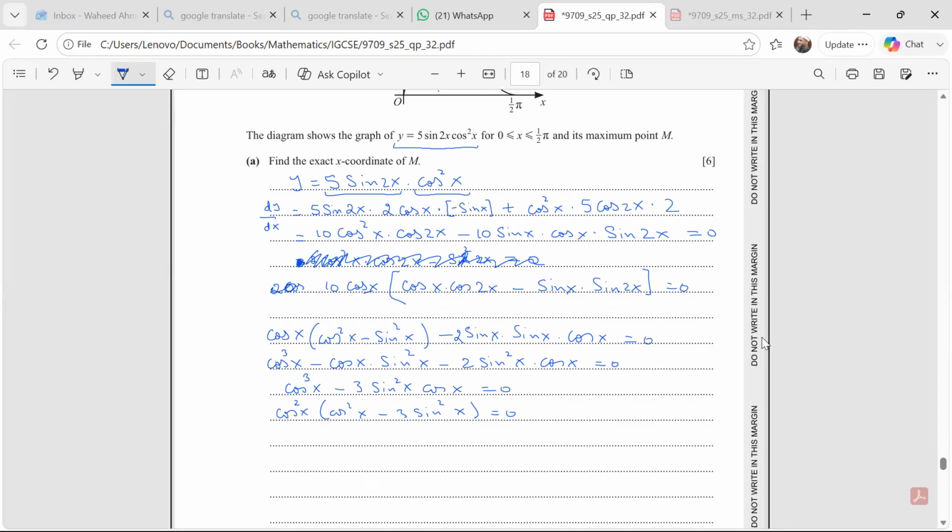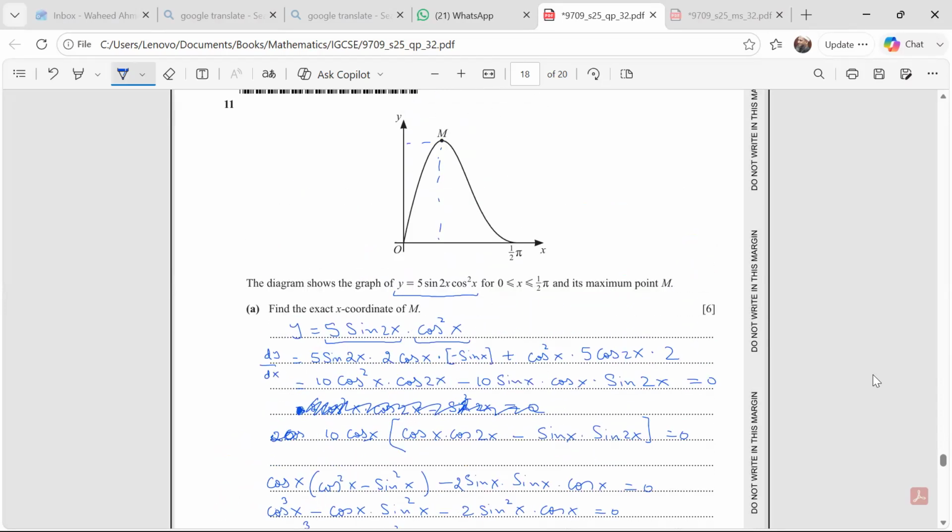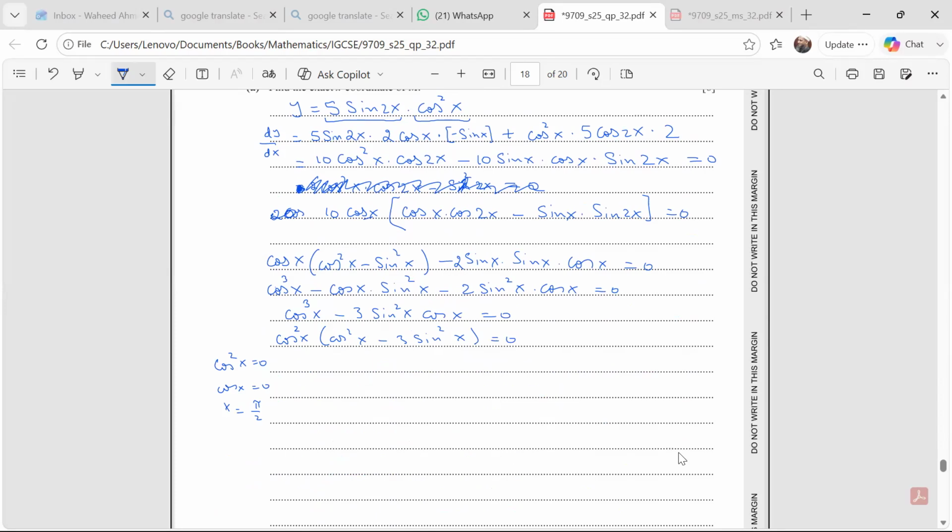From here, you can see that if I put cos square x equal to 0, it means cos x is 0. So x has to be pi by 2, right? This is not a solution we want, because when x is pi by 2, the slope is becoming 0, but I'm interested in the other point where the slope is 0. So basically, I will equate cos square x minus 3 sine square x equal to 0.